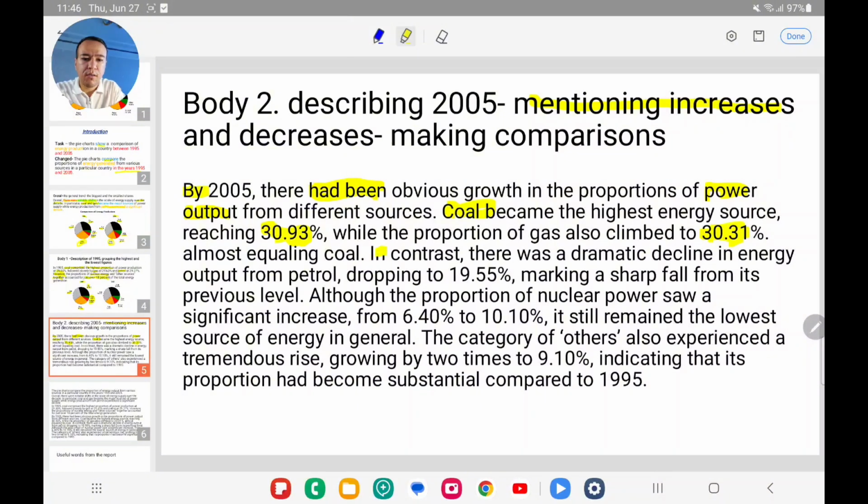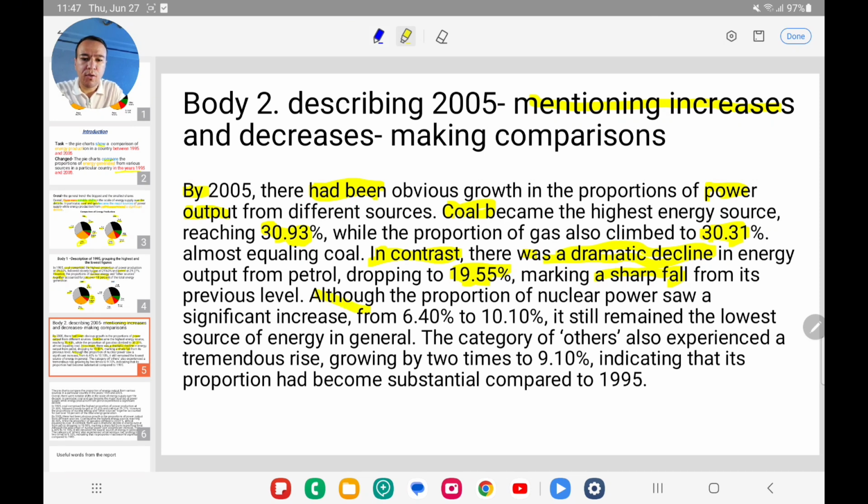In contrast, we are making comparison here, there was a dramatic decline in energy output from petrol, dropping to 1955, marking a sharp fall from its previous level. It was noticeably higher in 1995, but in 2005, it saw a marked decline.